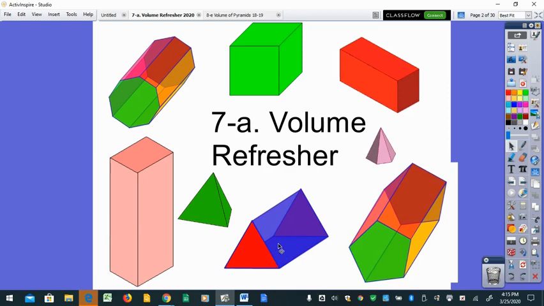The second shape that's on the slide is called a pyramid. A pyramid has a single base. It has one shape, and then the sides, instead of being rectangles, are all triangles, and they kind of join in a point at the top. That's called a pyramid.